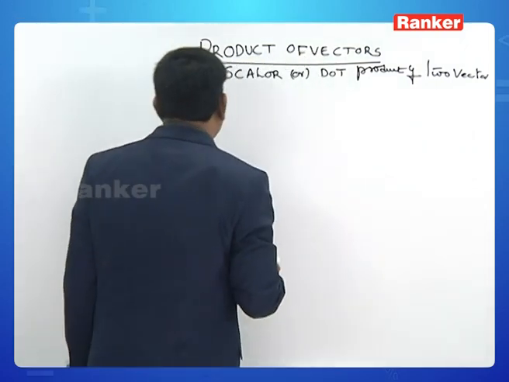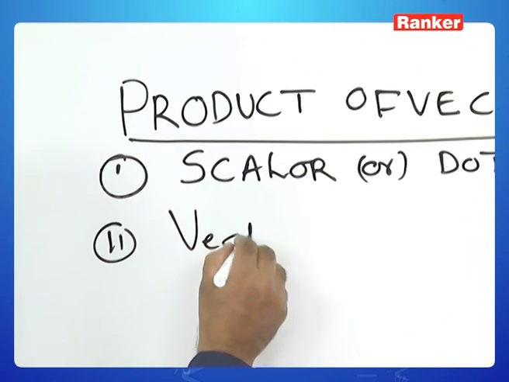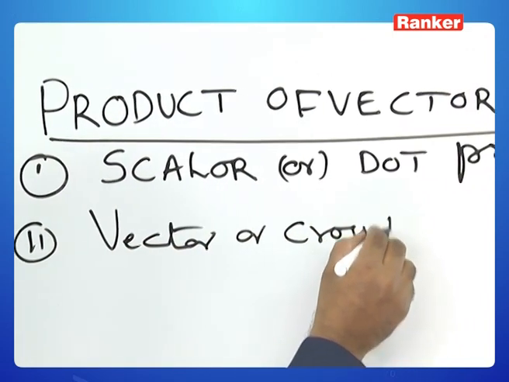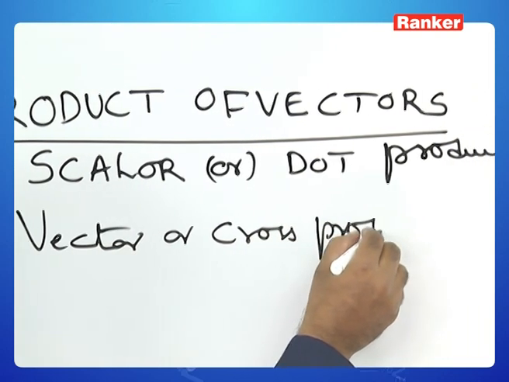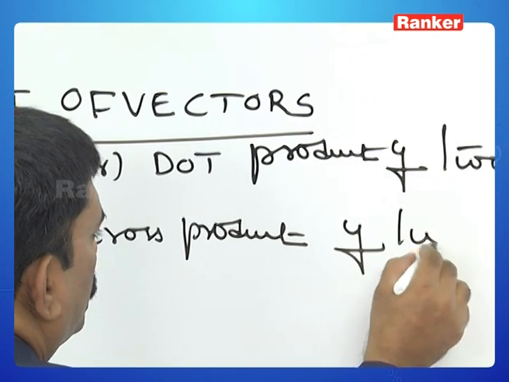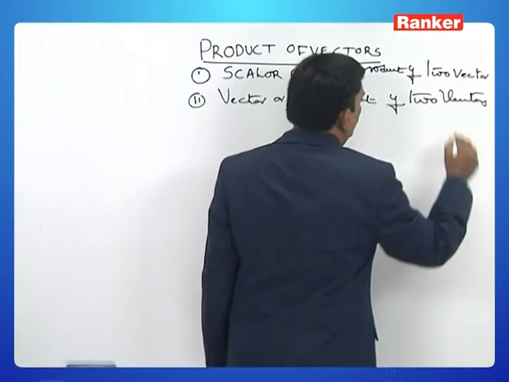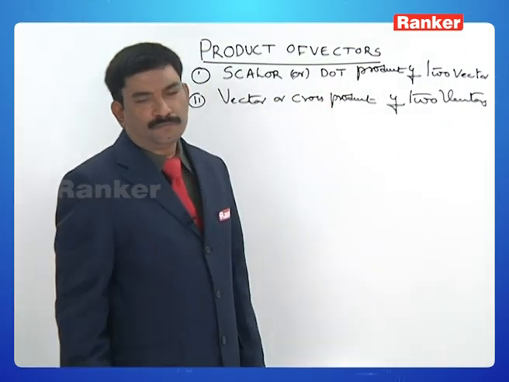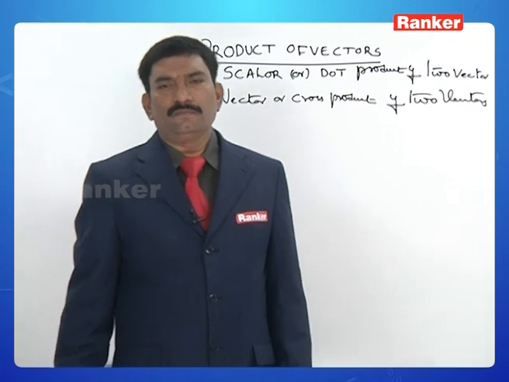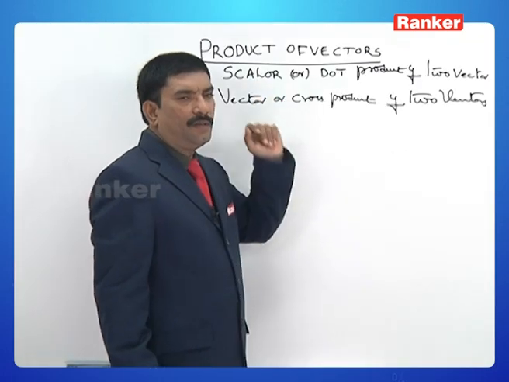Now the second one is vector or cross product of two vectors. Now, we shall discuss the scalar or dot product.